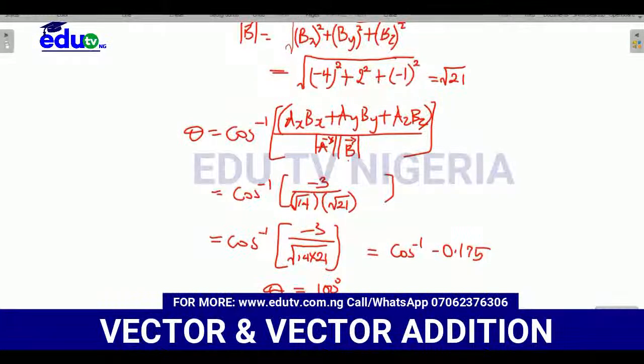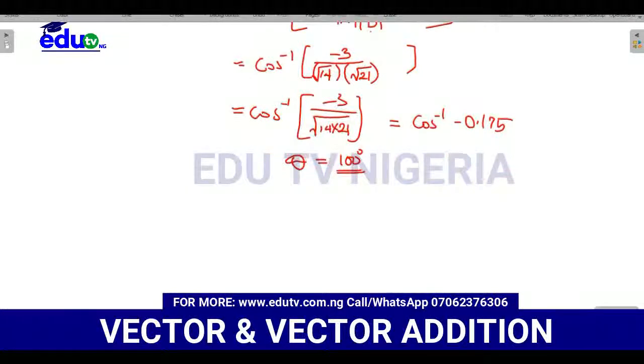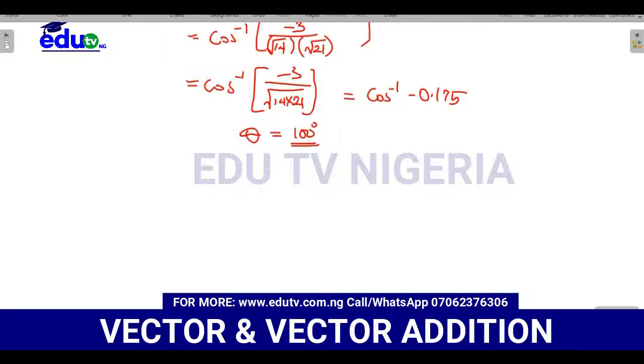Well done. So let's quickly move into the second product of vectors, of two vectors. The second one is given to us. The second method of solving product of vectors.